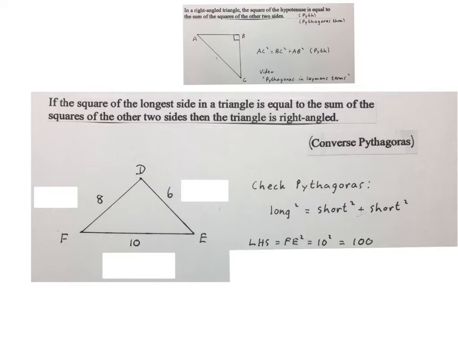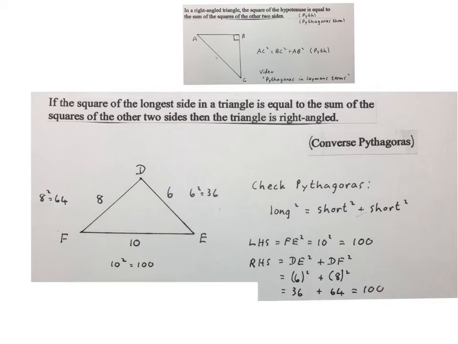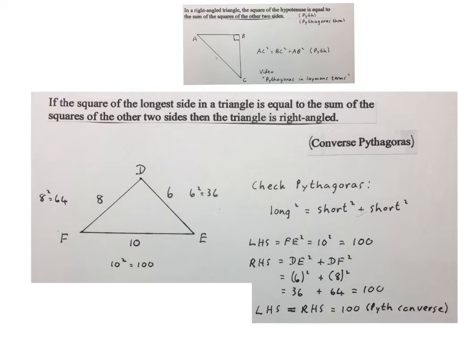Then you'll take the longest guy first. You'll say the left-hand side is FE squared, that's long one. So that gives me a 10 squared and that gives me 100. Then you'll take the right-hand side. And you'll say right-hand side is DE squared plus DF squared. Fill in the numbers and get the answer is also 100. Then you'll write the left-hand side equals the right-hand side equals 100.